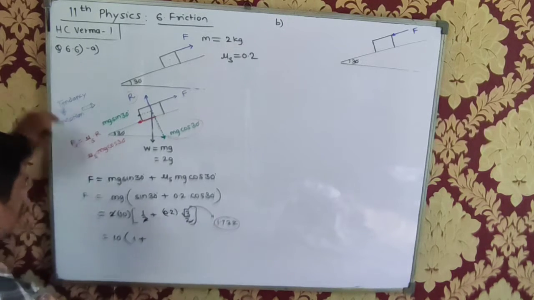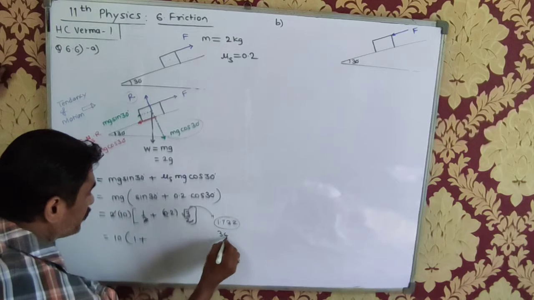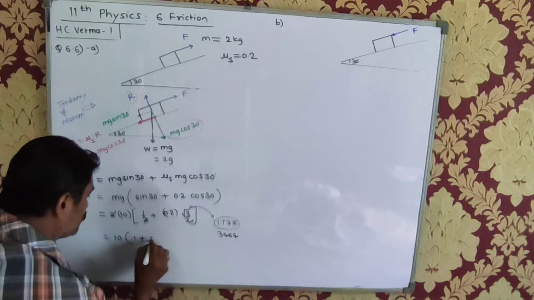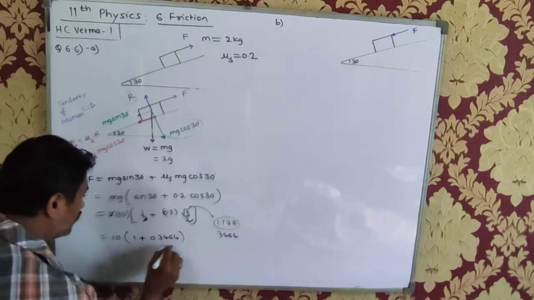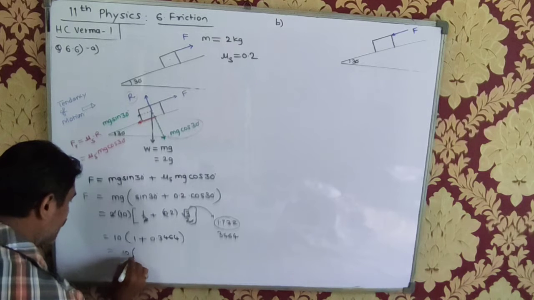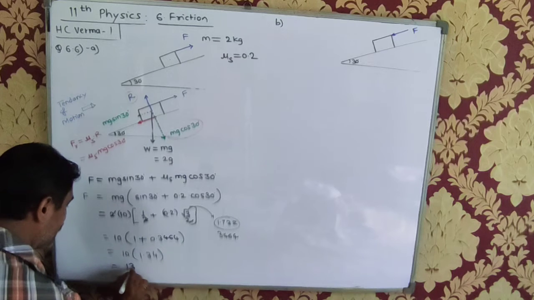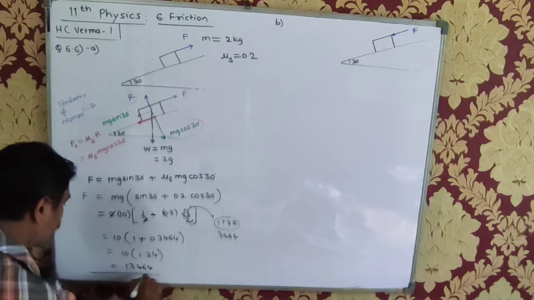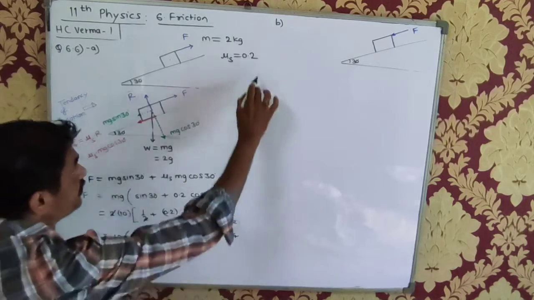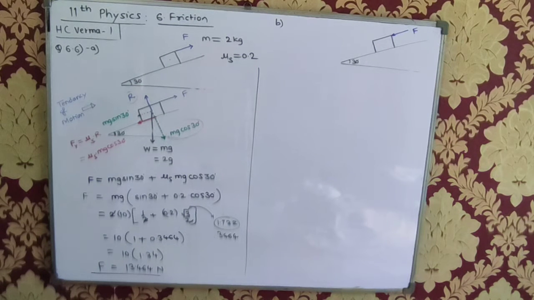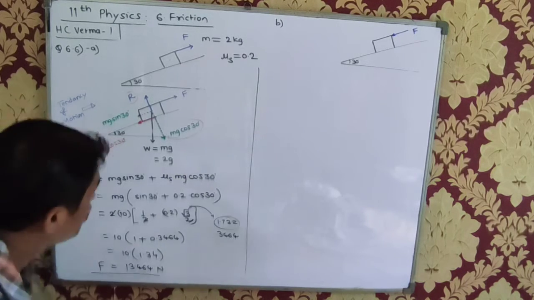1.732, its double will be 3.464, and one digit here, so 0.3464. So this is 10 into 1.3464, so it will be 13.464. So this is the force required in the first case. Please check, this is clear. This is to move it up. The force required will be 13.64. Check if it is clear.